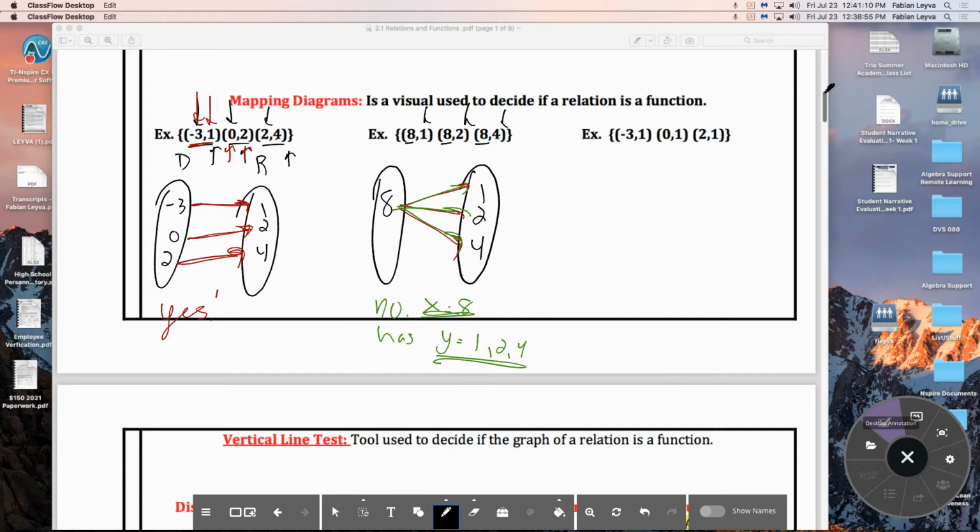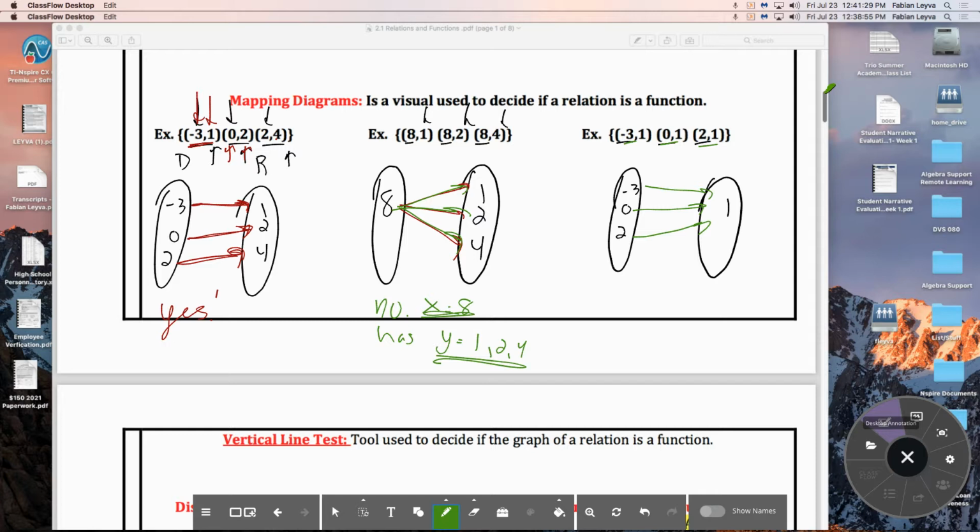Let's go ahead and find the other one. Last but not least here, domain and range. Notice that my domain here is -3, 0, and 2. Notice that my range is 1, so luckily for me there's not too much to do. -3 is in relationship with 1, 0 is in relationship with 1, 2 is in relationship with 1. I just saw those relations from the ordered pairs.